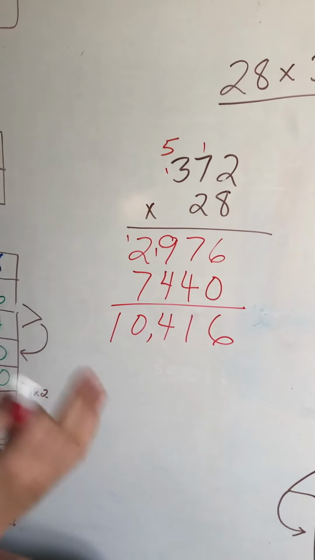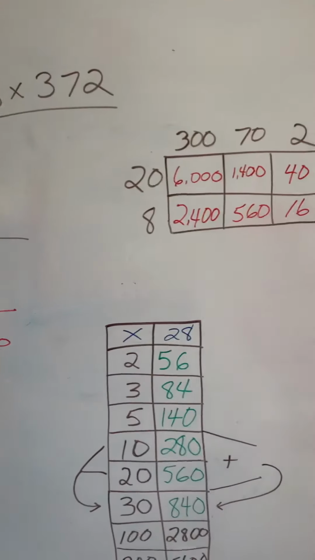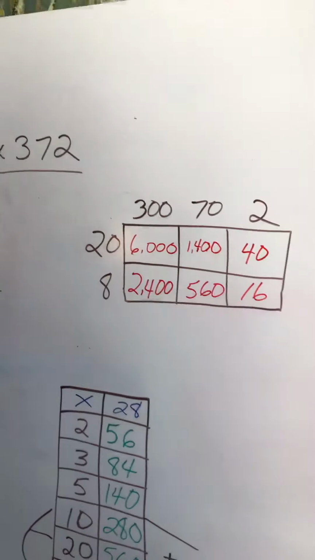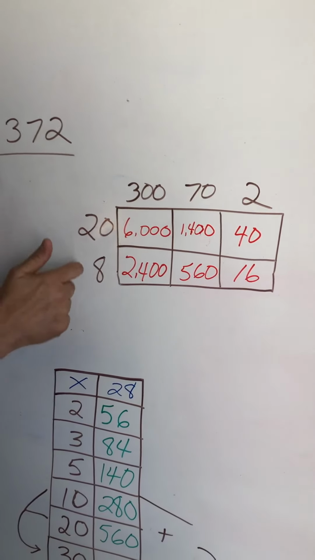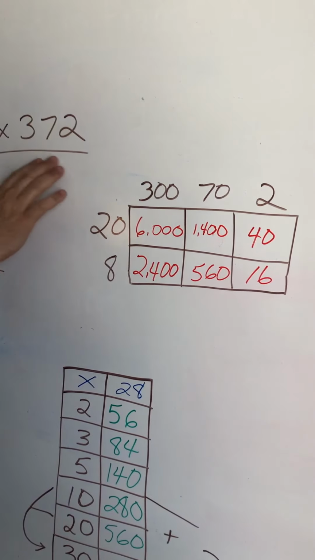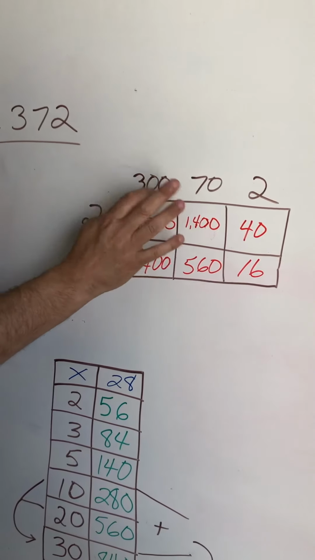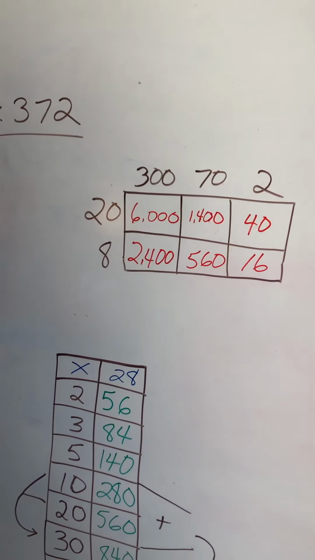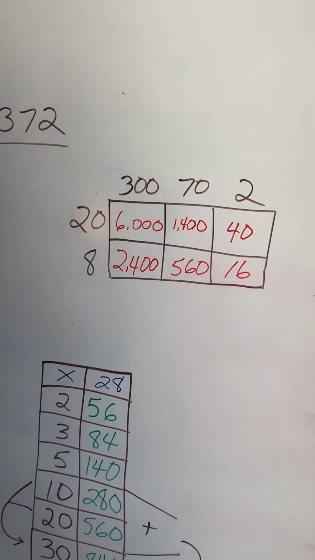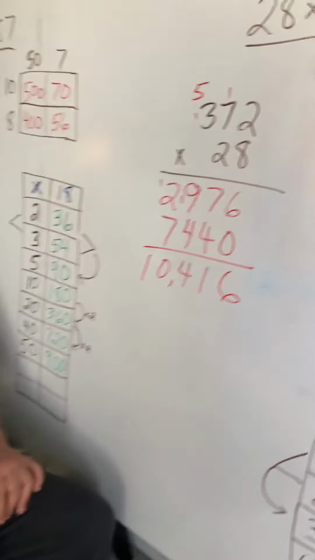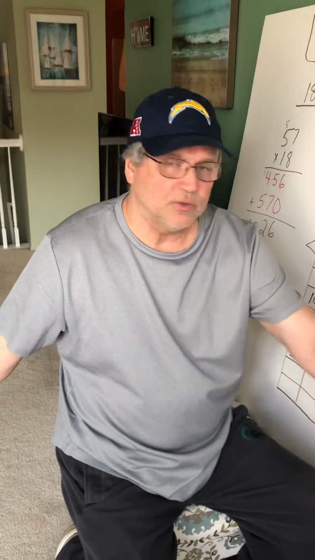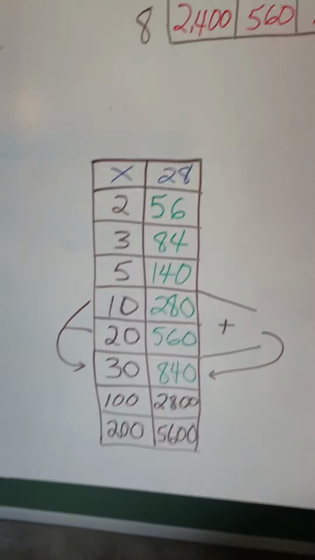That's the algorithm. If you go to the area model for this same problem, notice 28 is first, so I did 20 and 8 down the side. 372 goes across, 370 and 2. And if you want, you can check my math, but if you add those partial products, you should get 10,416.